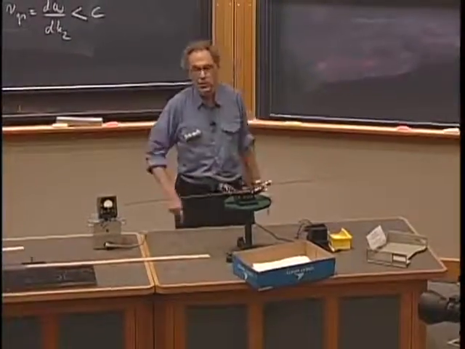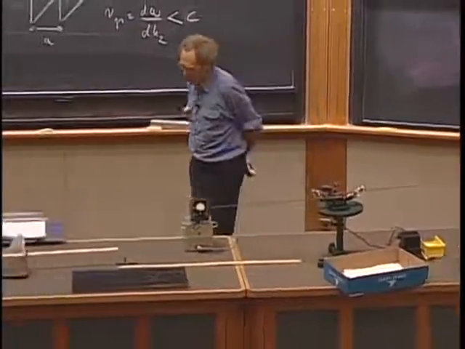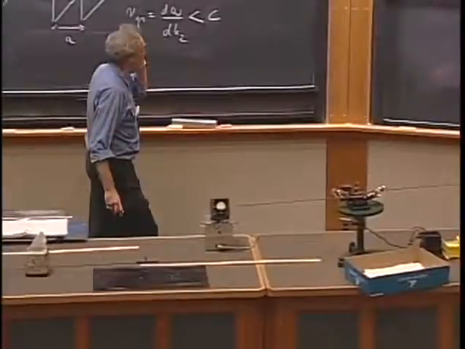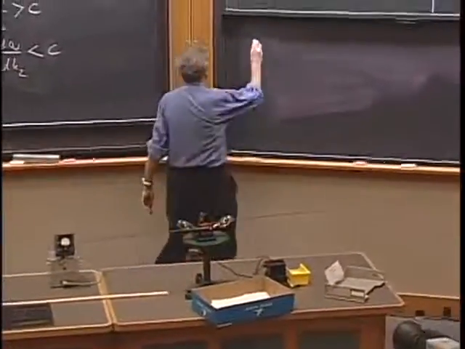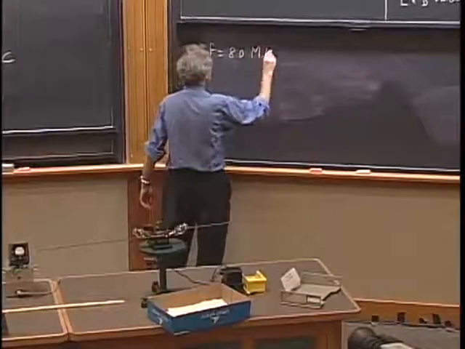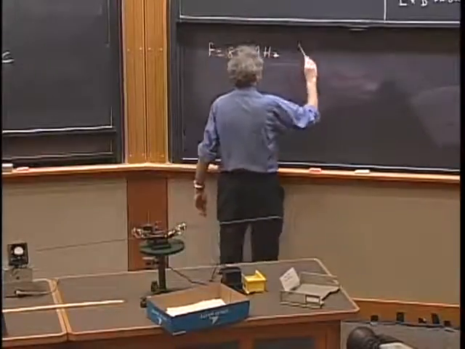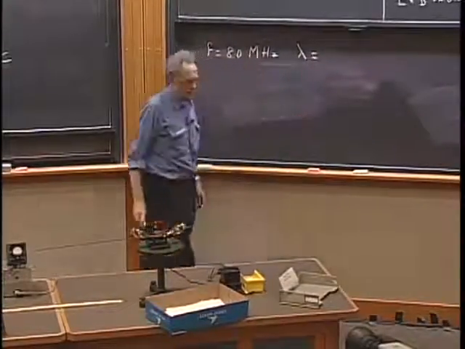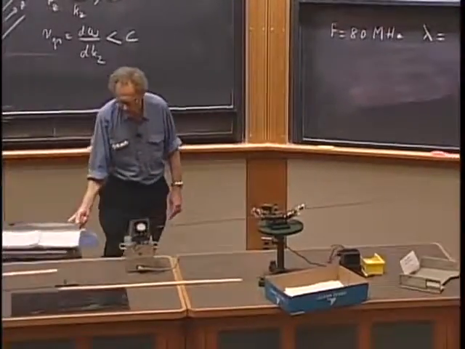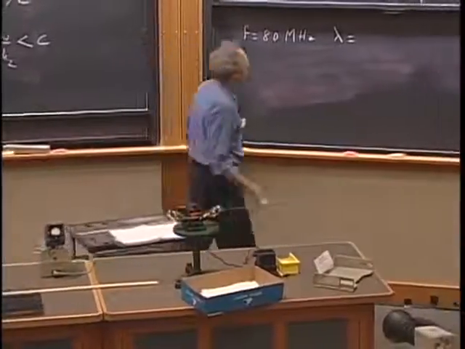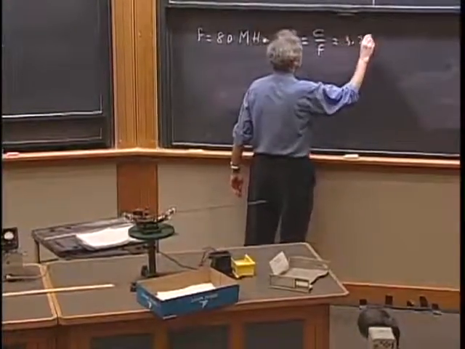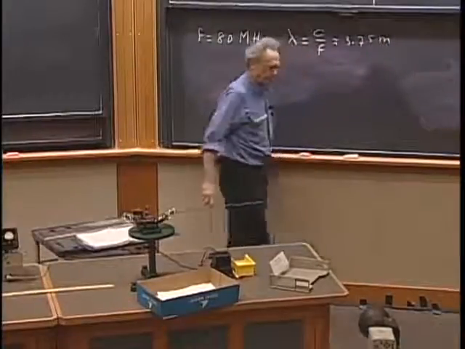This is an antenna through which we are going to oscillate a current at a frequency of 80 megahertz. So F is 80 megahertz. So the wavelength lambda is about 3.75 meters. The wavelength is the speed of light divided by the frequency, comes out to be about 3.75 meters.